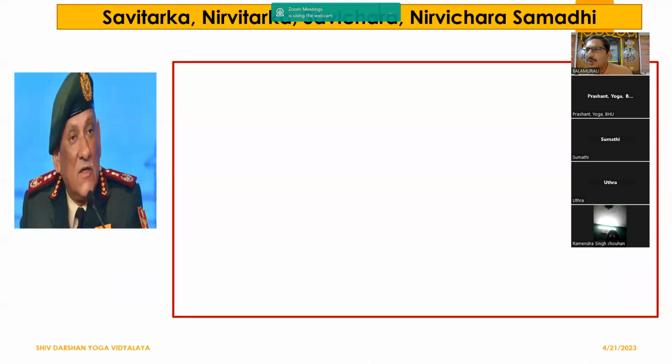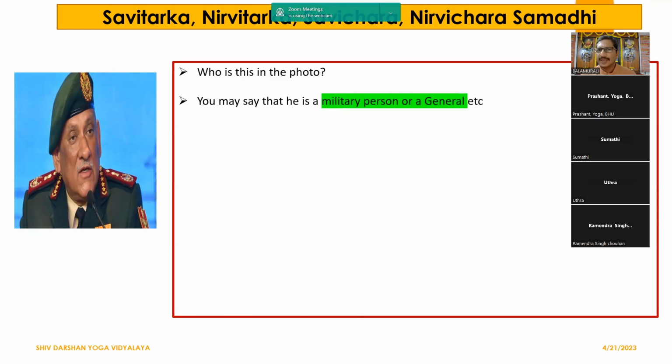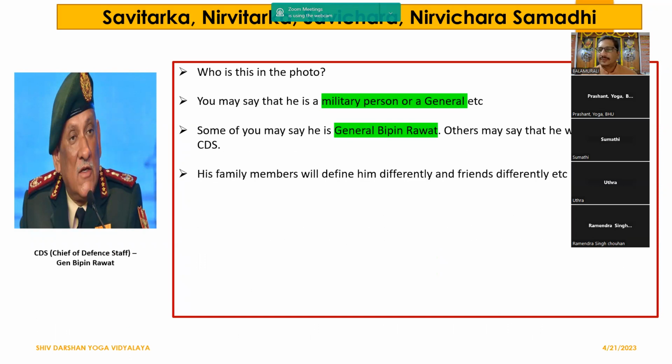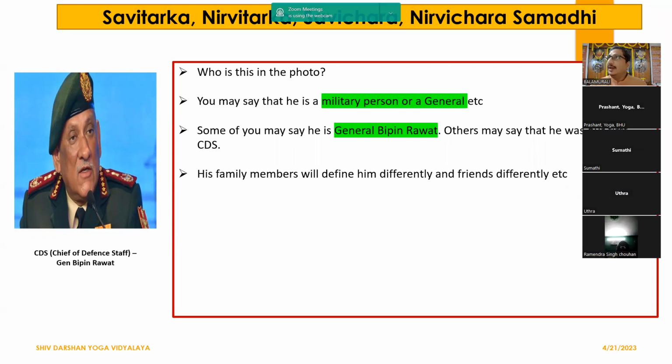To get one more example, who is he? Anybody knows? Who is he? We'll compare with Samadhi. CDS. First CDS. Okay. Maybe somebody who doesn't know him may say he is a military person or a general. Or like you said, he is General Bipin Rawat, the Chief of Defense Staff. Suppose we ask family members who he is, what will they say? They say he is a fantastic father. He is a great inspiration to all of us. He took care of us like anything.